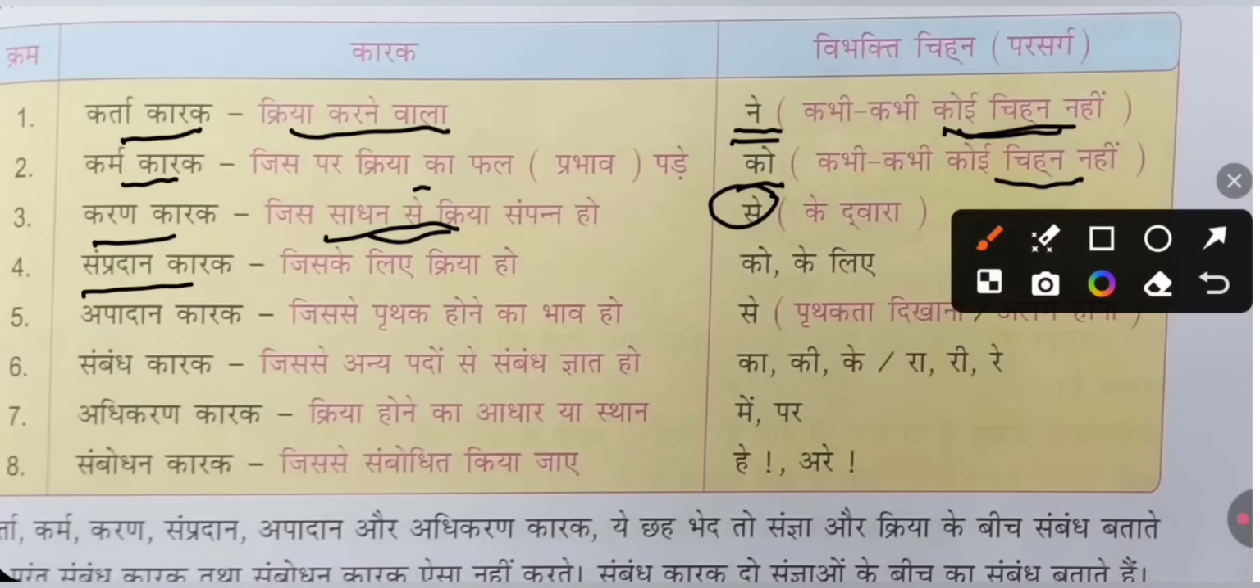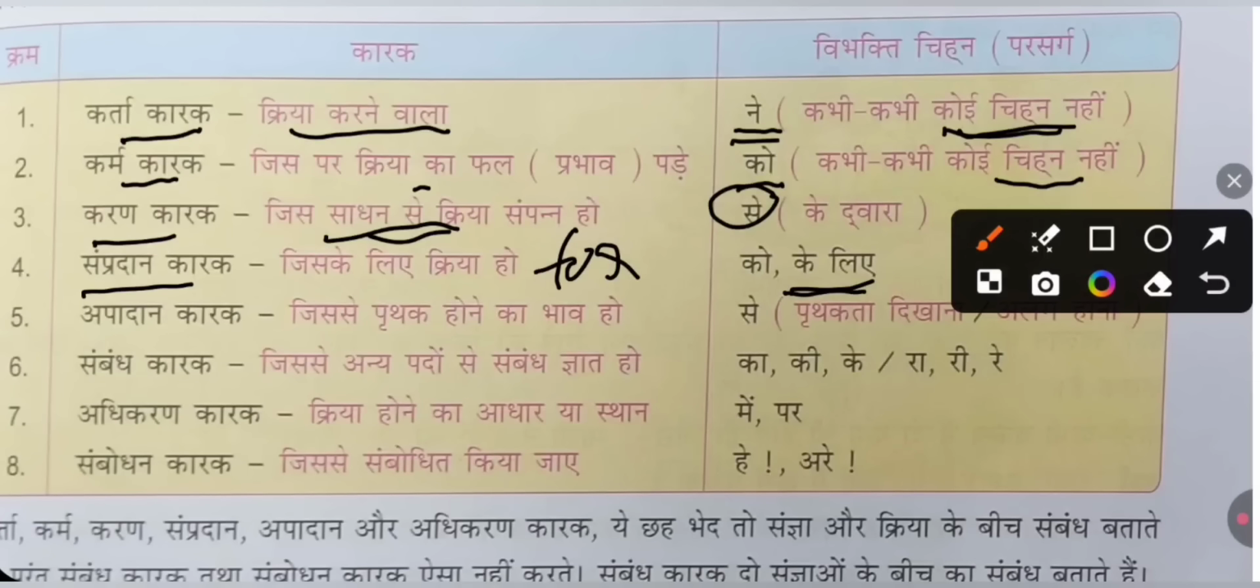Next is संप्रदान कारक, जिसके लिए क्रिया हो, for whom the action is being done. के लिए या को. If I am doing some work for someone, so राम ने सीता के लिए रावण को मारा. So Rama killed Ravana for Sita. So the action of killing Ravana happened for Sita. So for Sita, for. So संप्रदान कारक. So for that we have to use के लिए.